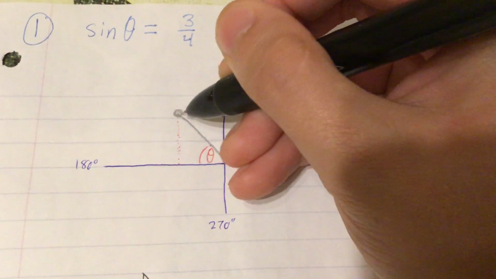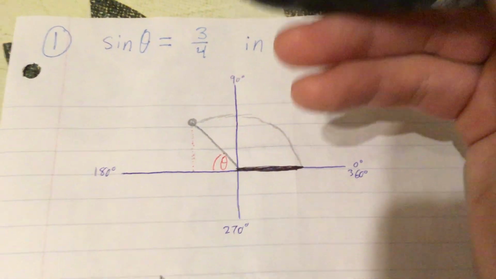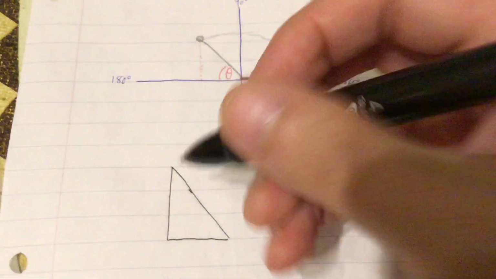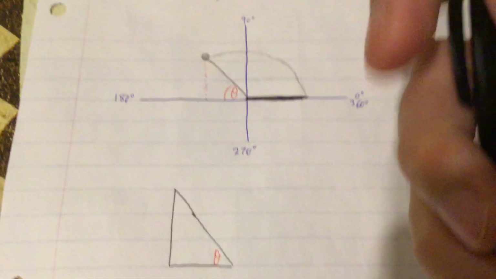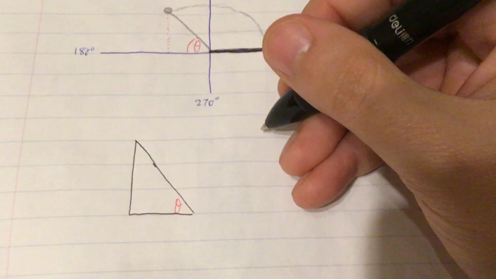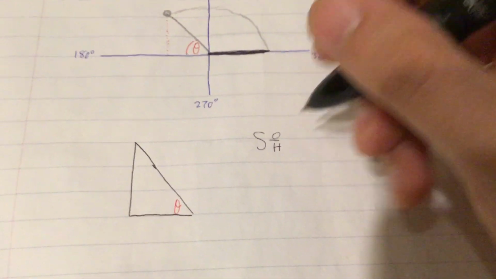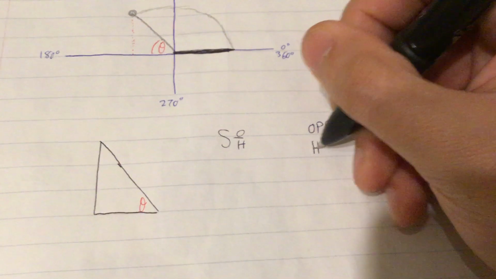So now I'm trying to figure out how to solve for this angle theta using the sine of theta is equal to 3/4. So I've drawn this triangle. My angle theta is here. And I'm going to use the sine of theta. Well, I'm going to use my SOH part of the acronym, SOH. Remember that SOH is sine, the opposite over the hypotenuse.